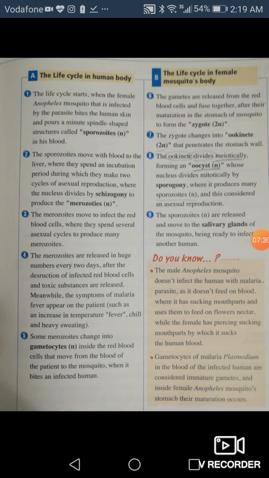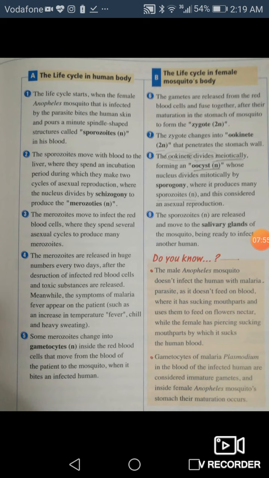The nucleus, which is N, divides by mitosis to produce 2 nuclei, then 4 nuclei, then 8 nuclei, and so on. It multiplies the number of nuclei, and then the cells are formed according to the number. Around each nucleus, one cell is formed. So this is schizogony, right?